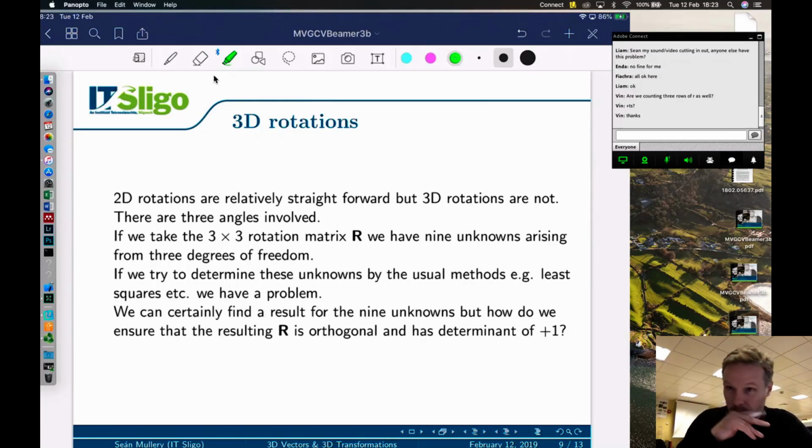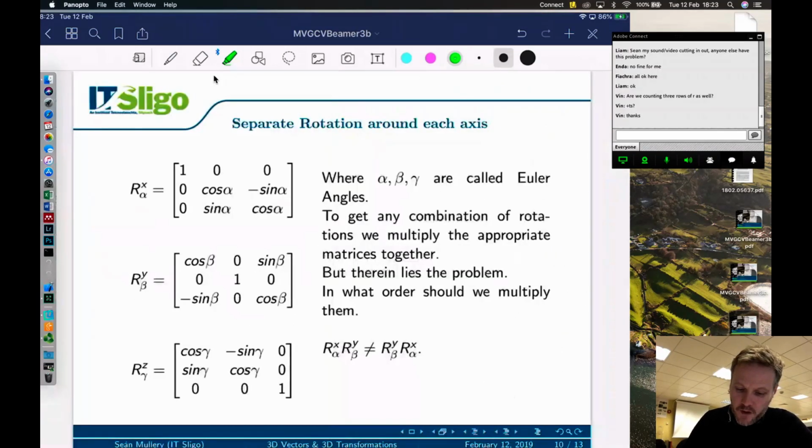So this is one of the problems that we have, because the situation we're going to end up in is that we're going to have the problem of finding out what those values are, and then figuring out what rotations the camera underwent to get from where it was to where it is now, or between 2 camera views that we have. You can see the sort of problems that are beginning to arise there, and how we're going to try to solve them. We can certainly find a result for the 9 unknowns, but how do we ensure that the resulting R is an orthogonal matrix and has a determinant of +1? That's much more difficult.